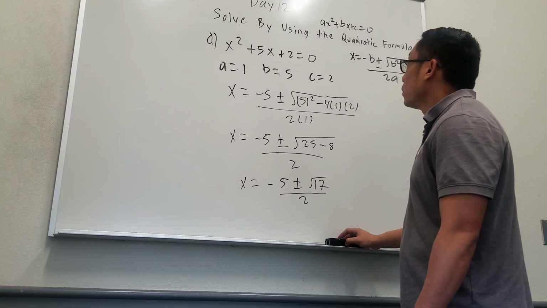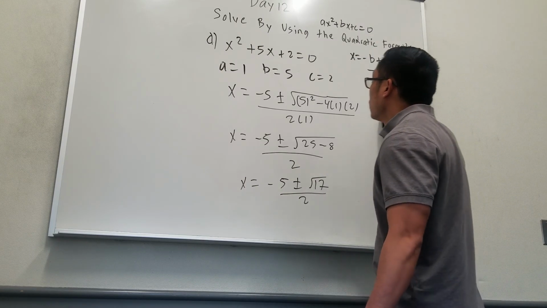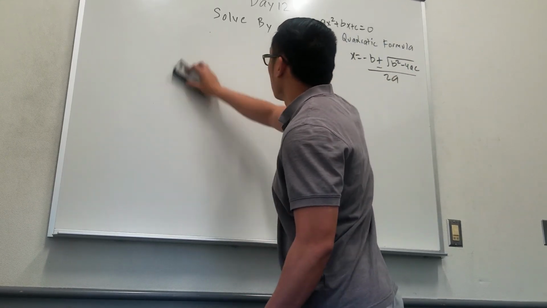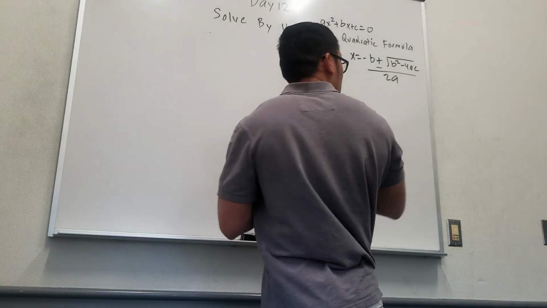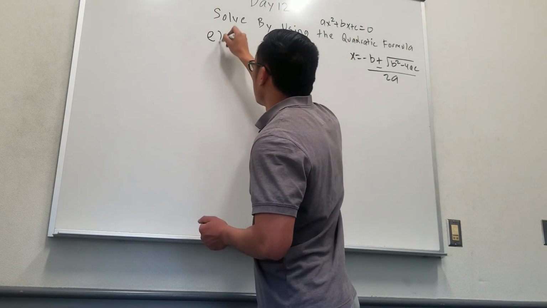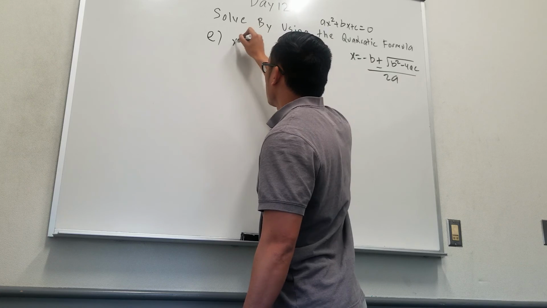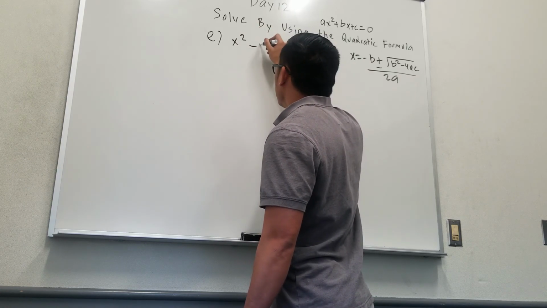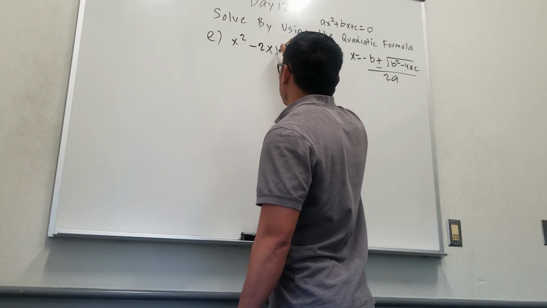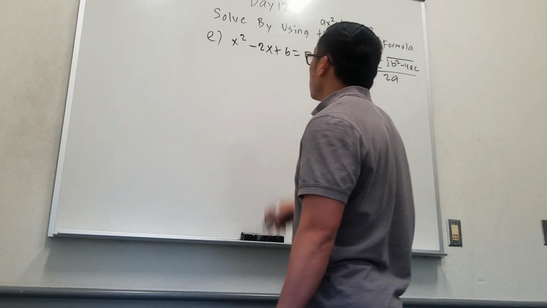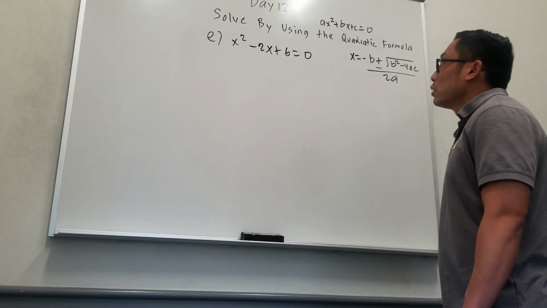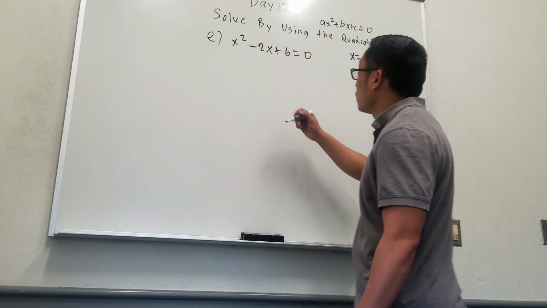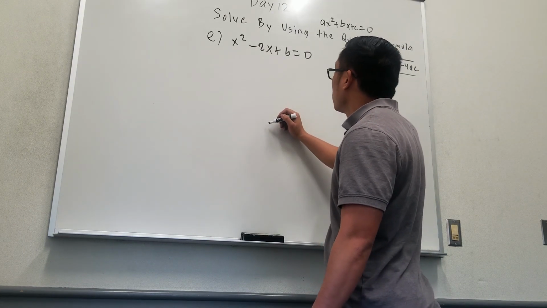Okay, so let's do another one. Let's do e. Alright, let's do x squared minus 2x plus 6. Alright, try that. See what I get. Okay, so what should I do? Feel free to try it out. Pause the video if you need to.